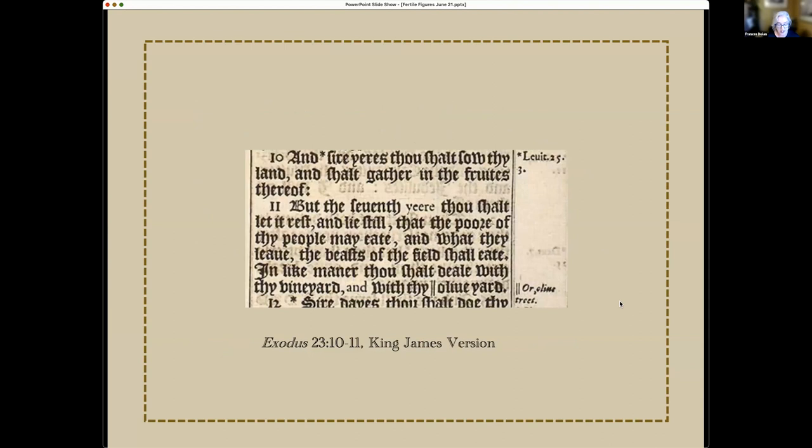Exodus 23, verses 10 to 11, enjoined the lay field sabbatical: "And six years thou shalt sow thy land and shalt gather in the fruits thereof. But the seventh year thou shalt let it rest and lie still, that the poor of thy people may eat, and what they leave the beasts of the field shall eat. In like manner thou shalt deal with thy vineyard and with thy olive yard."